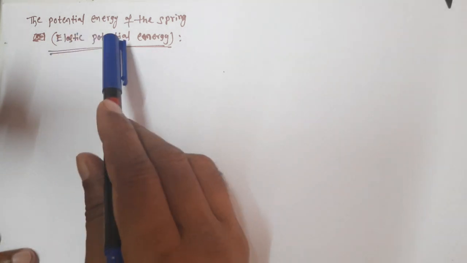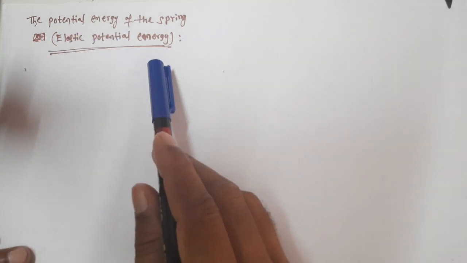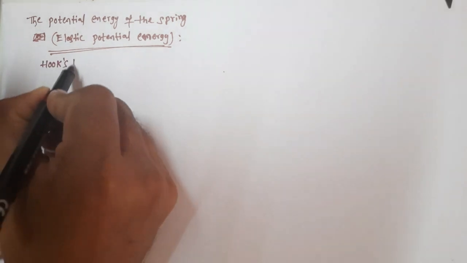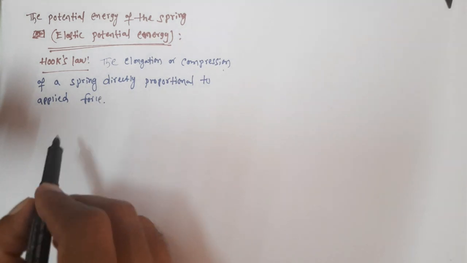So in this class, now we derive the equation for potential energy stored in a spring, which is also called elastic potential energy. First we should know Hooke's law to derive the equation for potential energy stored in a spring. The statement of Hooke's law: the elongation or compression of a spring is directly proportional to applied force. This is the statement of Hooke's law.